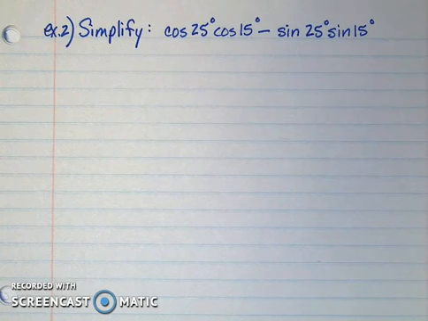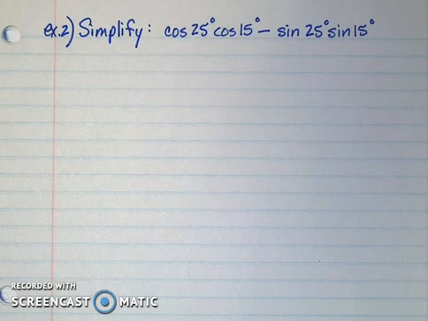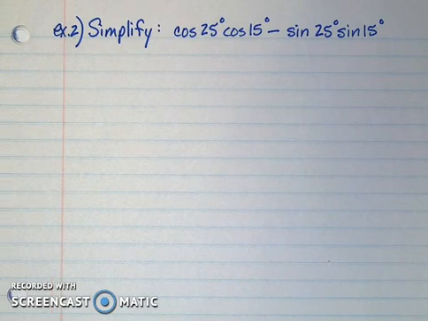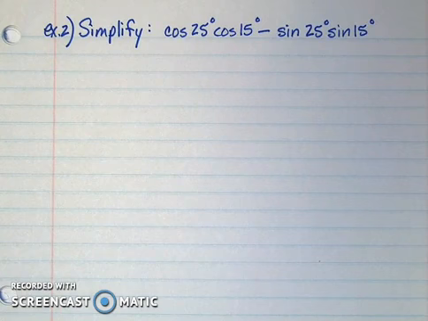Sometimes you'll be asked to simplify an equation instead of just find the answer. And if you look at this example, that's got cosine 25 degrees times cosine of 15 minus the sine of 25 times the sine of 15 degrees. You don't know the values of 25 degrees or 15 degrees on your unit circle. So you pull out these formulas.